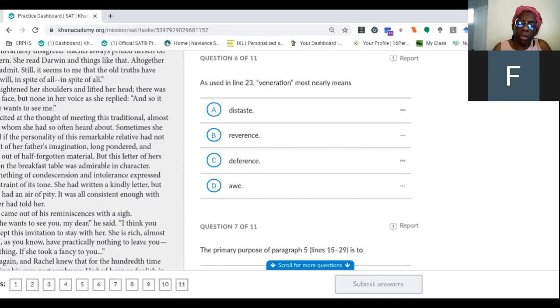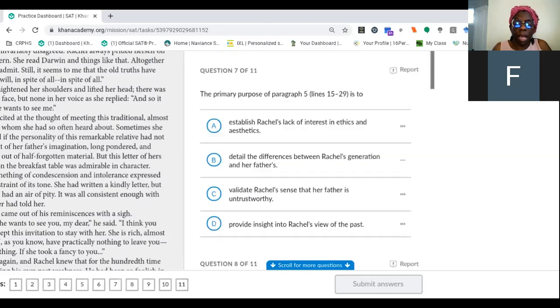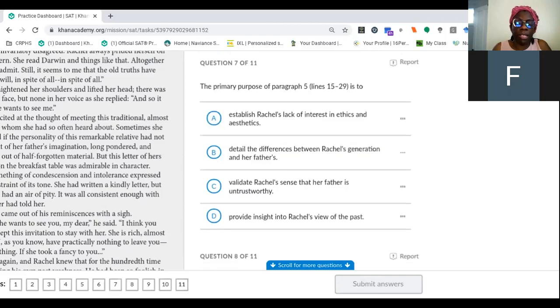Veneration. What does veneration most nearly mean? I think I know what it means, but I can see the answer already. Okay, so keep moving on. So that question, you could answer it without necessarily having to finish the passage, right?